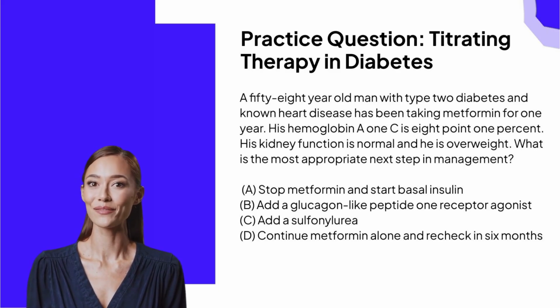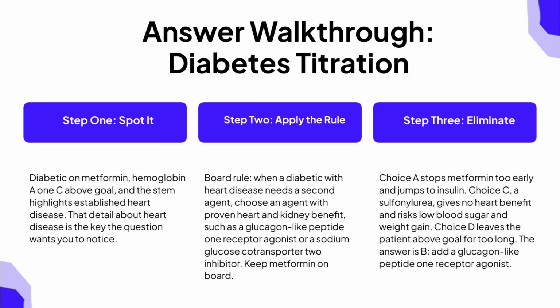Let us break this down step by step. Step 1. Spot the pattern. We have a diabetic on metformin, a hemoglobin A1C above goal, and the stem highlights established heart disease. That detail about heart disease is exactly what the question wants you to notice. Step 2. Apply the rule.